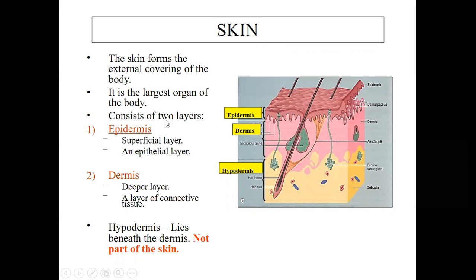And the skin has two layers. So you can see here, it has the epidermis and the dermis. The dermis is located beneath the epidermis. Okay, this is the dermis. The epidermis is the superficial layer.